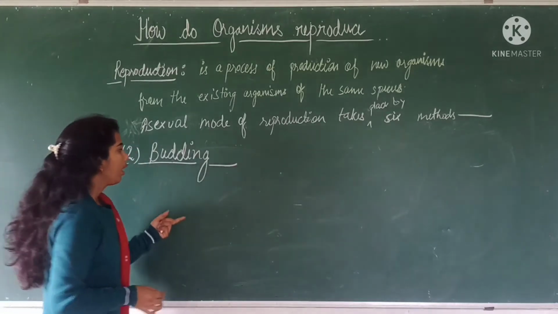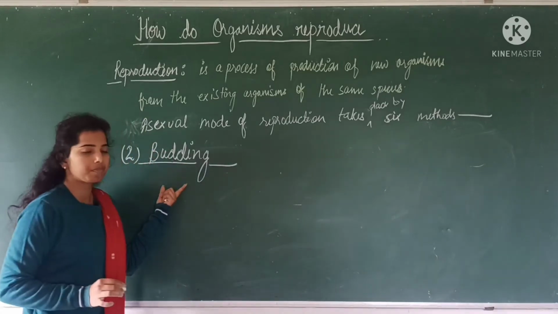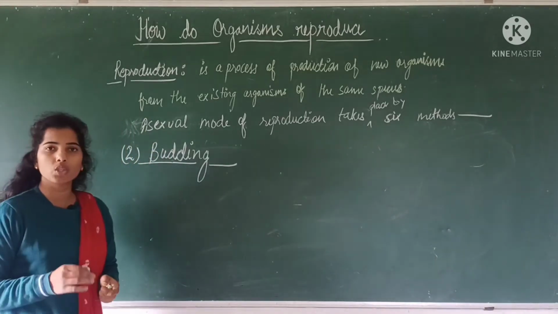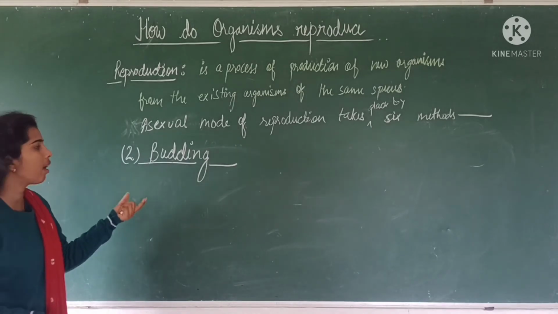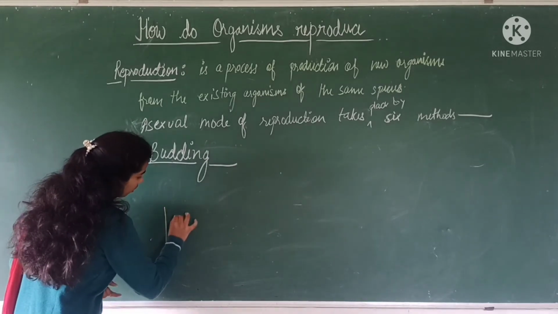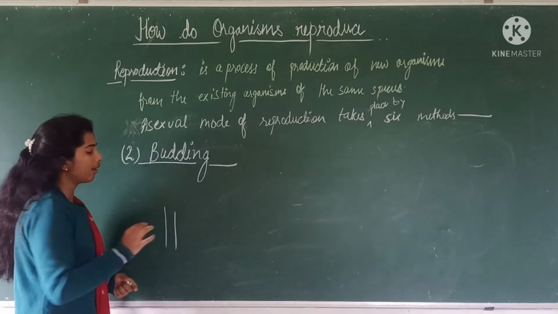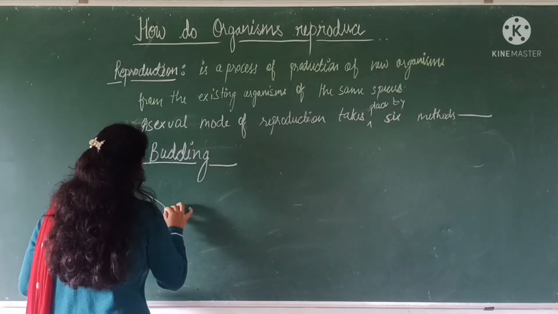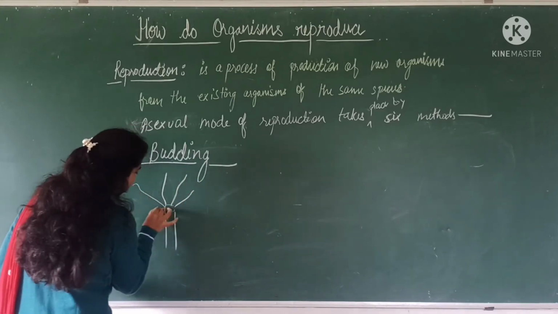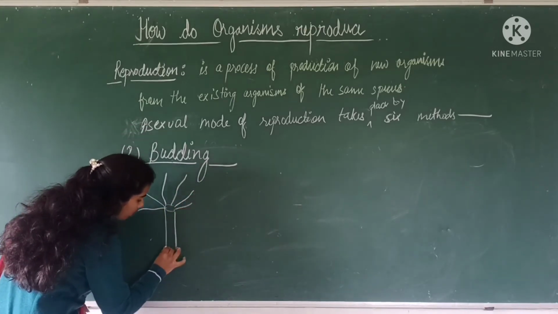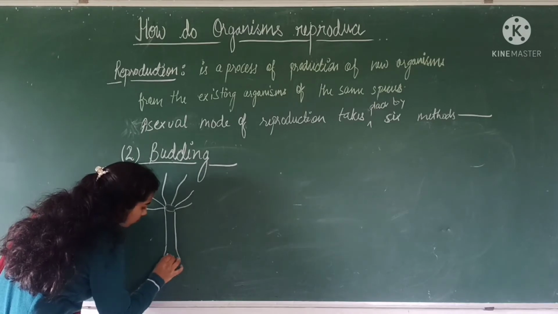Budding. In this method, the parent body is divided into small buds, and after some time the buds detach from the parent body and form a new offspring.